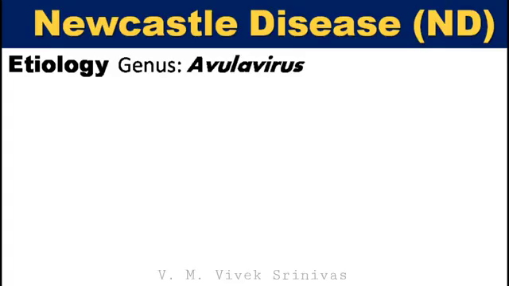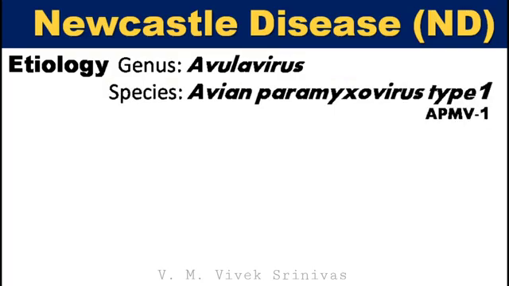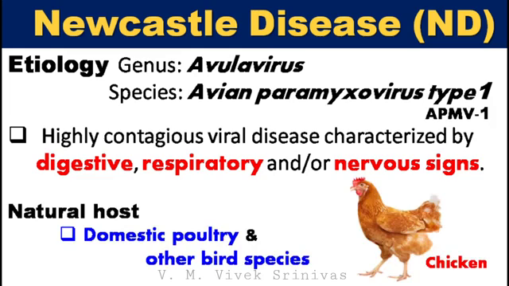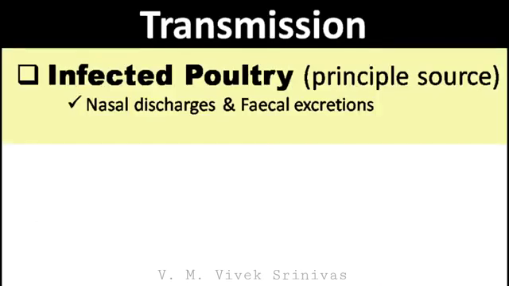This disease is caused by the genus Avulavirus, and species avian paramyxovirus type 1. This viral disease is highly contagious, and is characterized by digestive, respiratory, or nervous signs in domestic poultry like chickens, and in other bird species.